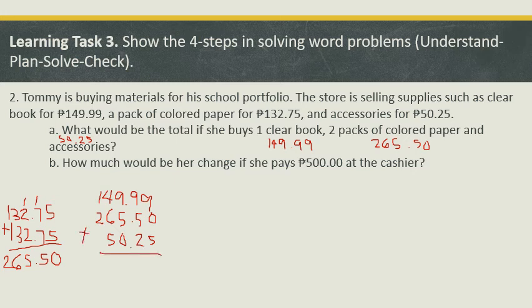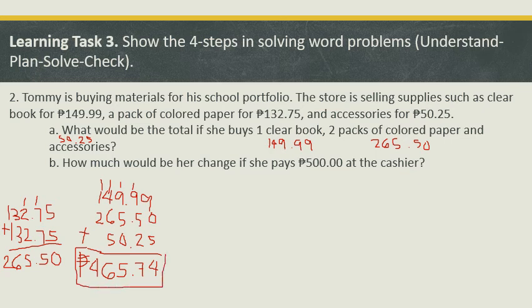So, 9 plus 5 is 14. So, carry 1. 9 plus 1 is 10. Plus 5 is 15. Plus 2 is 17. So, carry 1 uli. 9 plus 1 is 10. Plus 5 is 15. Then, 4 plus 1 is 5. Plus 6 is 11. Plus 5 is 16. Then, carry 1. So, 1 plus 1 is 2. Plus 2 is 4. So, ibig sabihin, ang total noong lahat sa letter A is 465 pesos and 74 centavos.